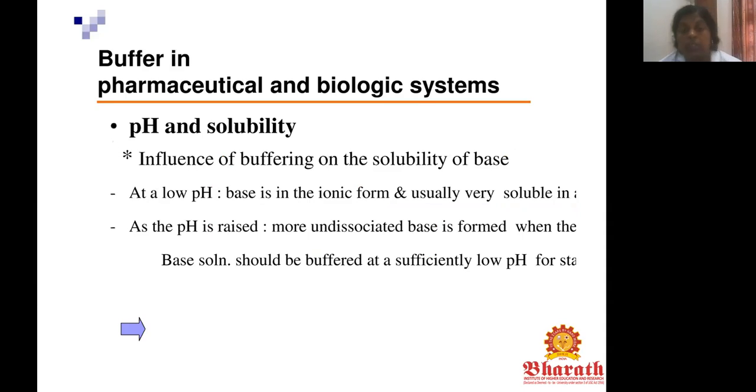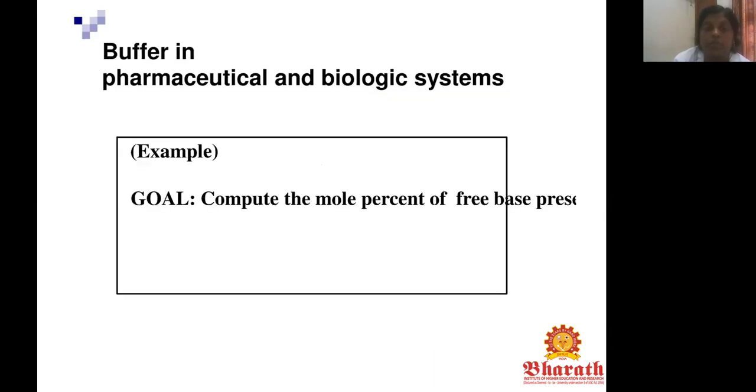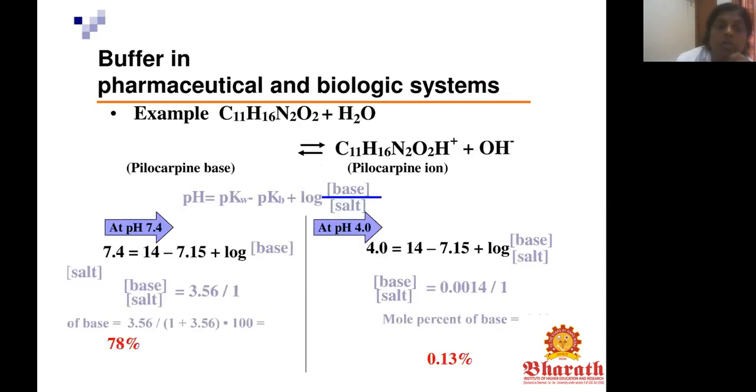So, pH and solubility. Influence of buffering on the solubility of the base. At a low pH, the base is in the ionic form and usually very soluble in nature. As the pH is raised, more undissociated base is formed. The base solution should be buffered sufficiently at a low pH for stability. For example, compute the mole percent of the free base present in the buffer solution. Here we are taking pilocarpine base as an example.